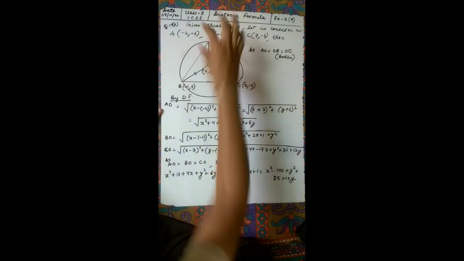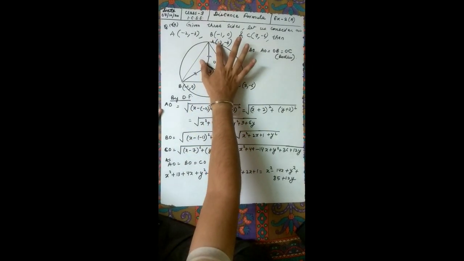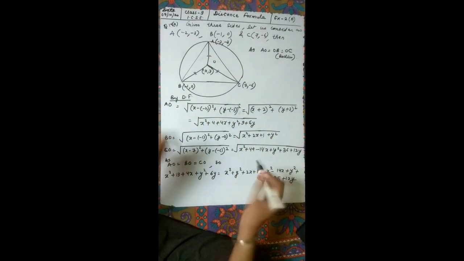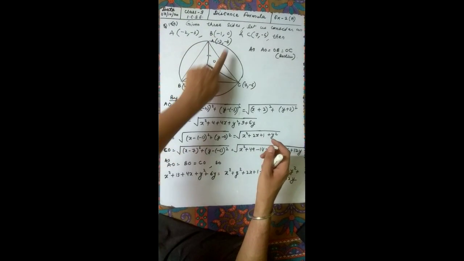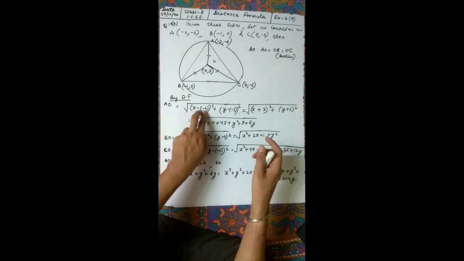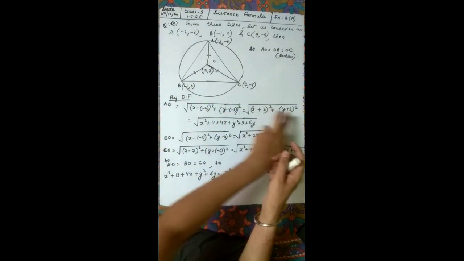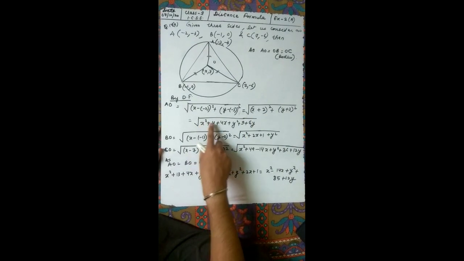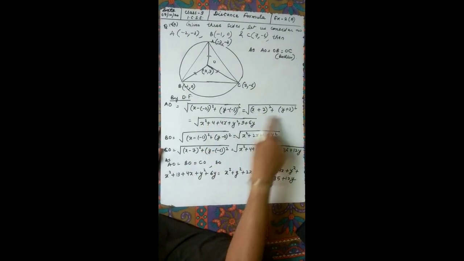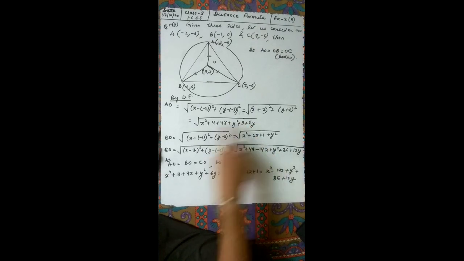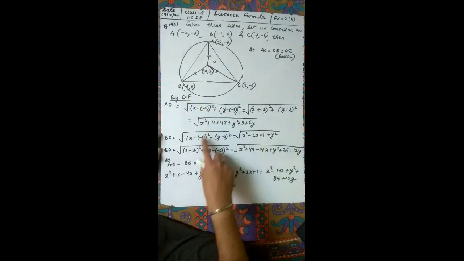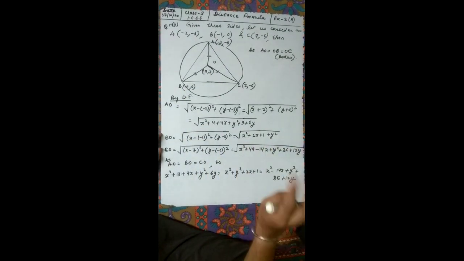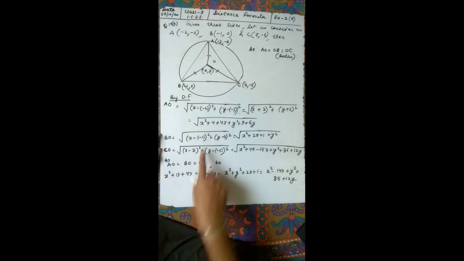So AO will be what? Square root of (x2 minus x1) the whole square plus (y2 minus y1) the whole square. So (x minus minus 2) the whole square plus (y minus minus 3) the whole square. Minus minus becomes plus here. I have opened the bracket: x square plus 4 plus 4x, and here y square plus 9 plus 6y. Similarly, BO, can you understand? (x minus minus 1) the whole square and (y minus 0) the whole square. I have opened here (x minus 7) the whole square, (y minus minus 6) the whole square.